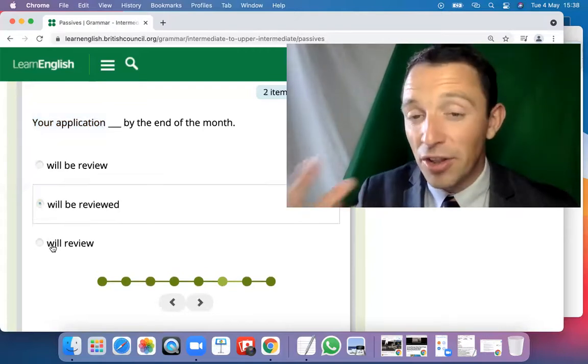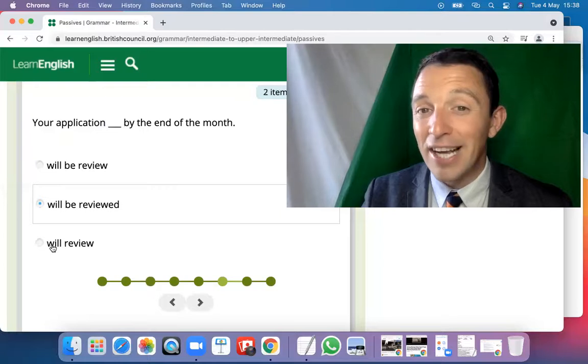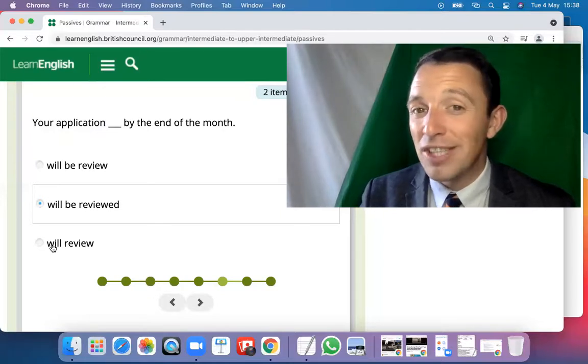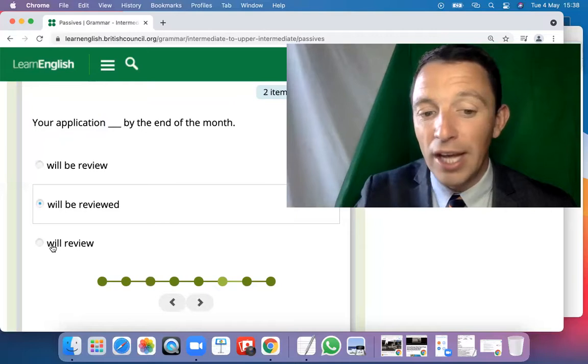And the second one, or the third option, is just will review, which is the verb to review in the present, in the future simple. So it's not the passive. So for me, the second option is probably the most appropriate and the best.